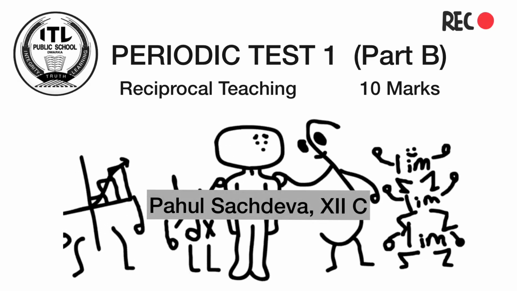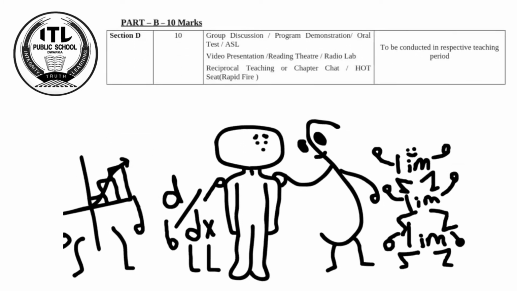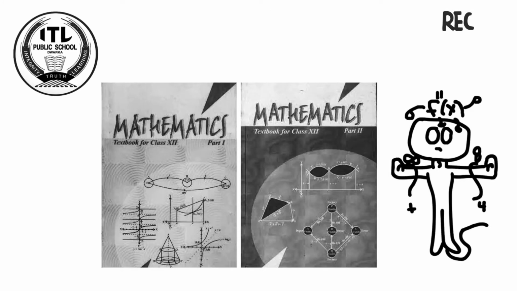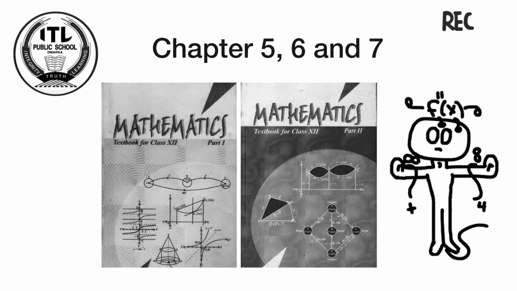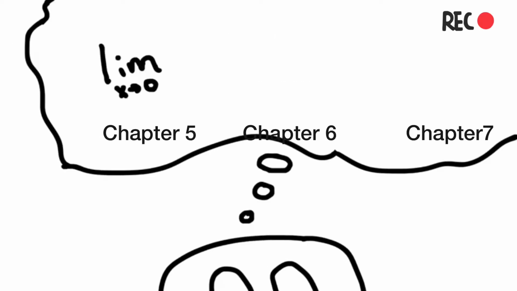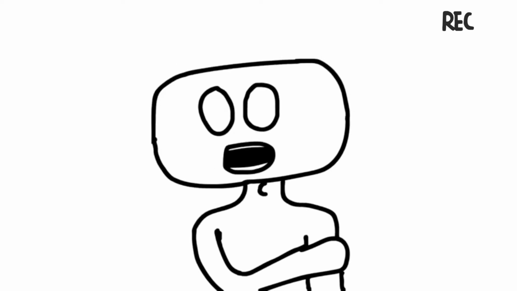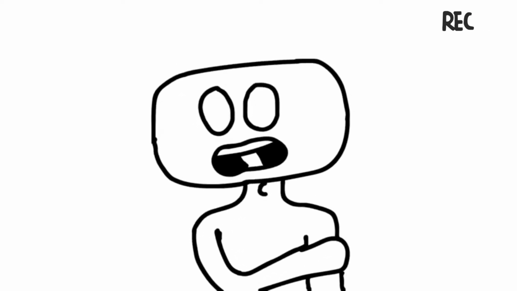I'm Pahul Sachdeva from XII-C, and today, as a part of Section D of Periodic Test 1, I will be taking up Calculus for Reciprocal Teaching. So far, out of the two course books, we have studied Chapter 5, Chapter 6, and Chapter 7. We have studied some limits, some derivatives, and some integrals. Today, I will be revising the important concepts and formulas of these three chapters through flowcharts.